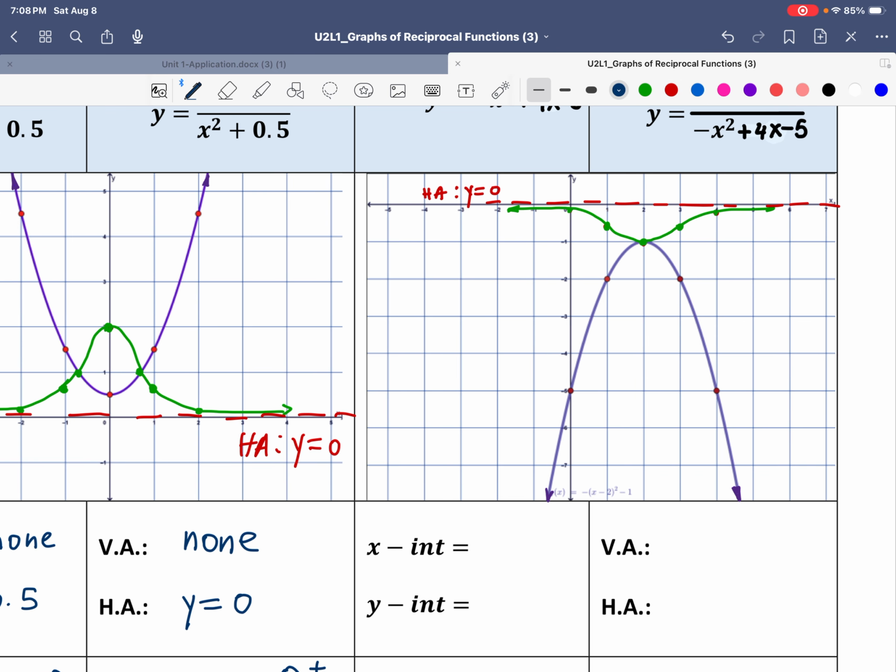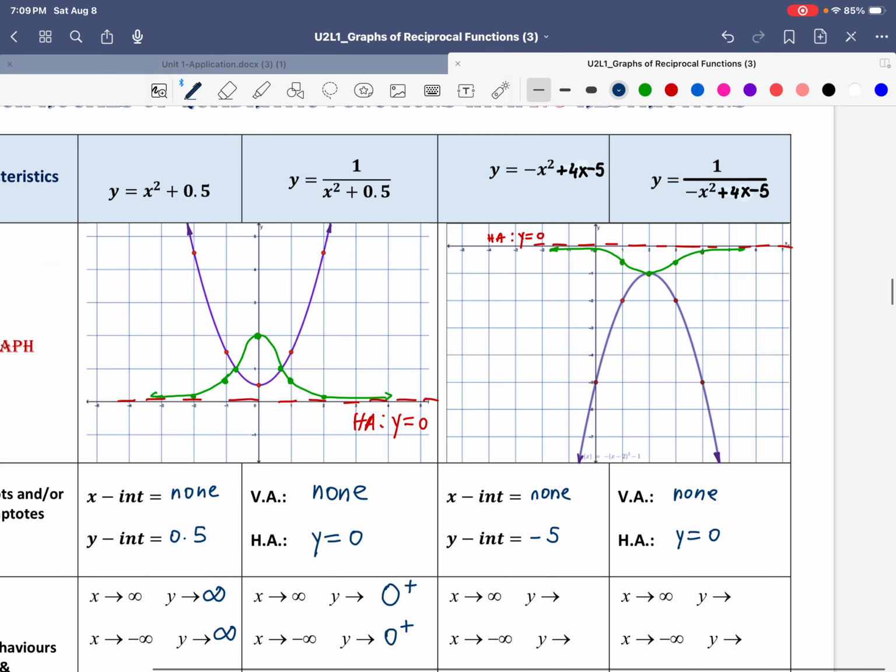Next we are looking at the features of the function. So x-intercept for the quadratic is none. And vertical asymptotes, none. The y-intercept here in this case is -5. Horizontal asymptote here is at y equals 0 as always.